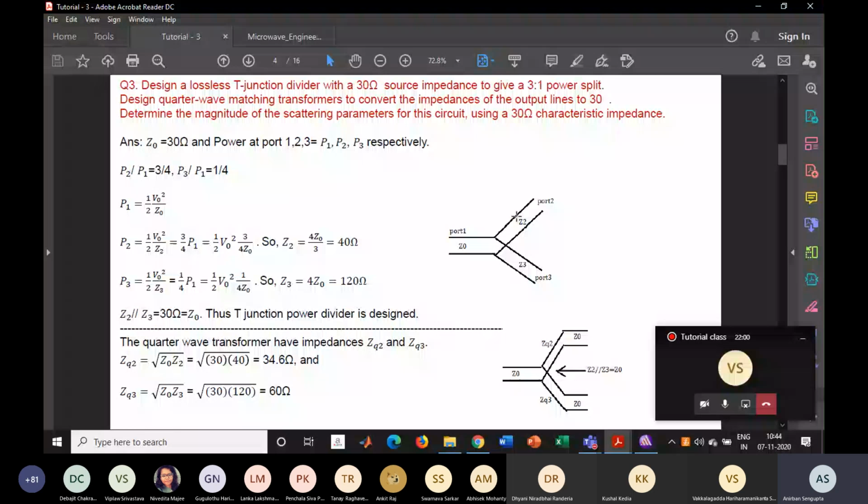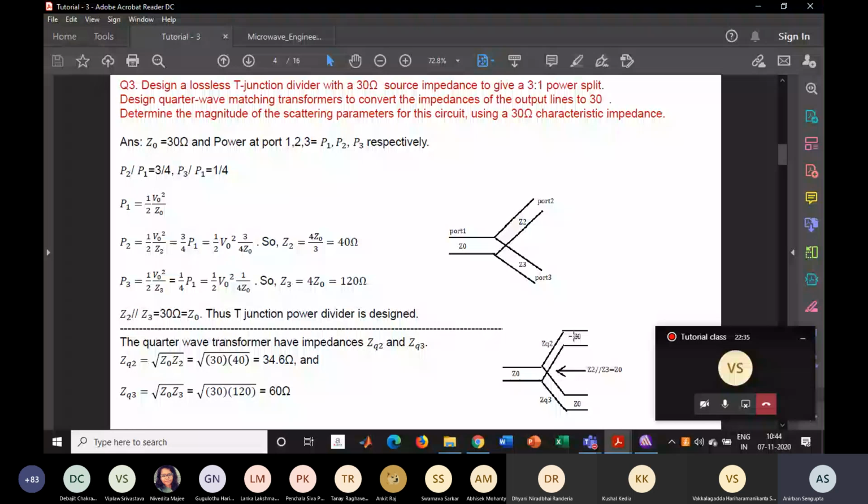And for the third one, ZQ3 equals under root Z0 into Z3. These are very straightforward equations for a 90-degree line, that is, a quarter wave transformer line, and it will come out as 60 ohm. So for quarter wave matching, you can use these two impedance lines with 90-degree length to match those ports to 30 ohm characteristic impedance.